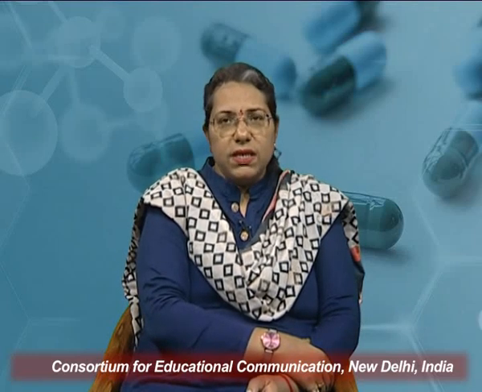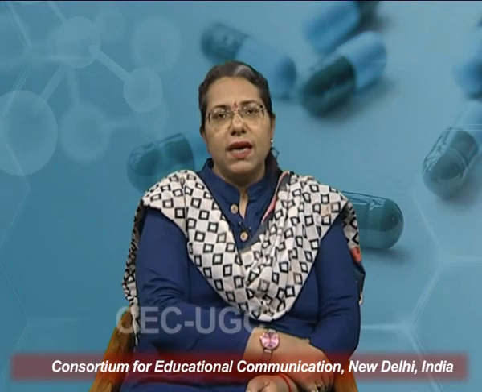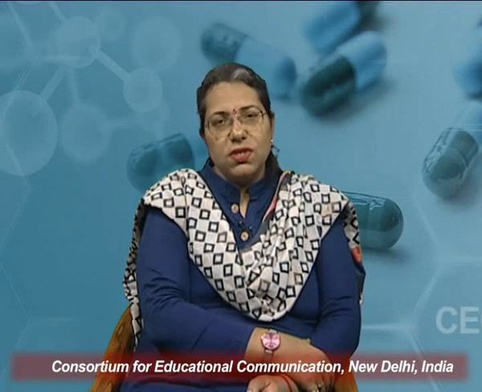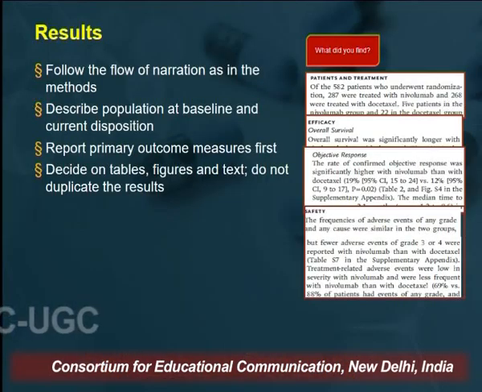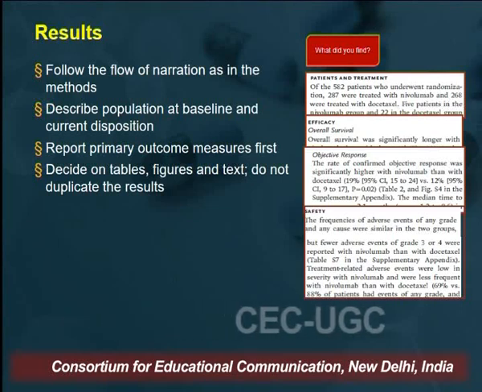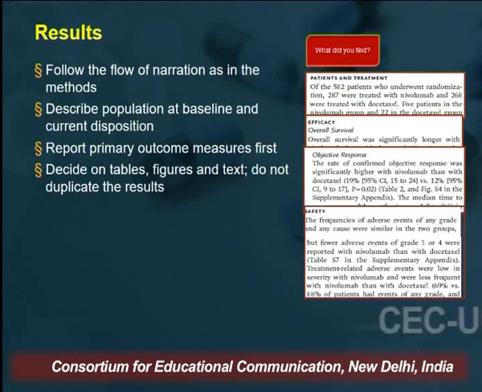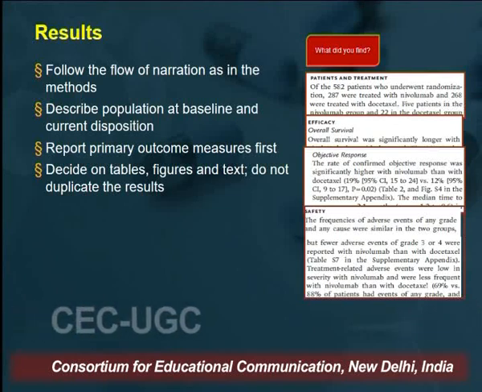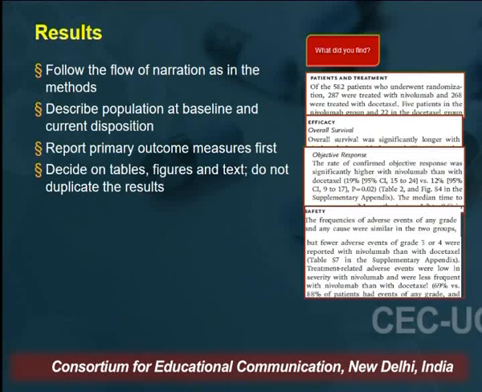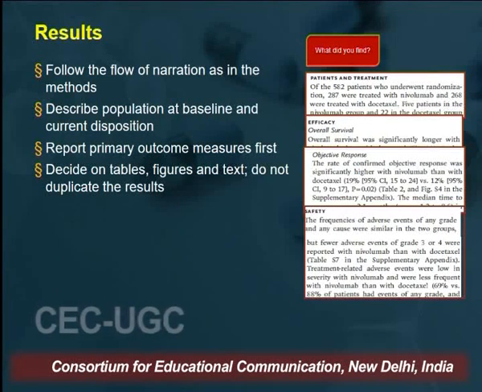Then comes the results section. You have to follow the flow of narration as in the method section. So, what are the subsections used in the method section? The results should follow the same, where you have described the patient population first, and in the results, in the first section, you will describe the population in detail at baseline with all the detailed disposition. Then report the primary outcome measures, decide on the tables, figures and text, and do not duplicate the results.